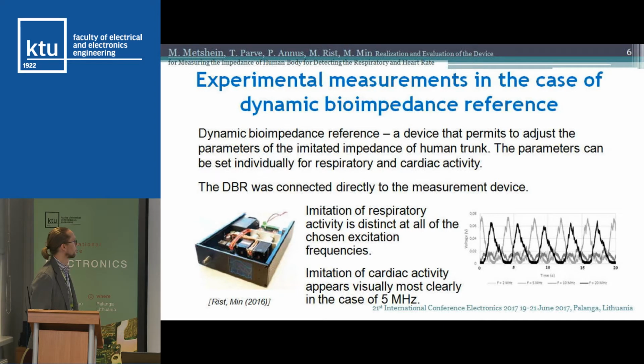So firstly, the results of the measurements on this dynamic bioimpedance reference. This device enables to adjust the imitated variable impedance of the human body, to adjust the parameters of respiration and heart beating. It was directly connected to the implemented measurement device. And it can be seen that in the cases of 5 megahertz and 20 megahertz, the amplitude of breathing is most clearly detectable.